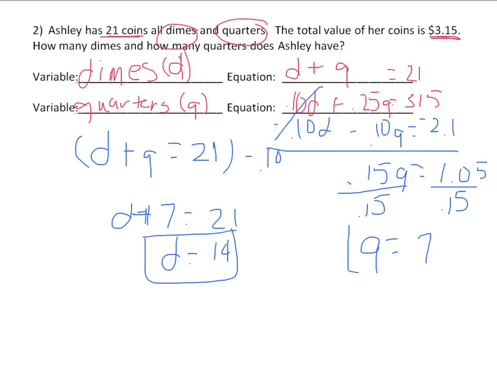I can do a quick check on that to make sure I'm right. 14 dimes times 10 cents would be $1.40. 7 quarters would be $1.75. So I add those up. Sure enough, I get $3.15.